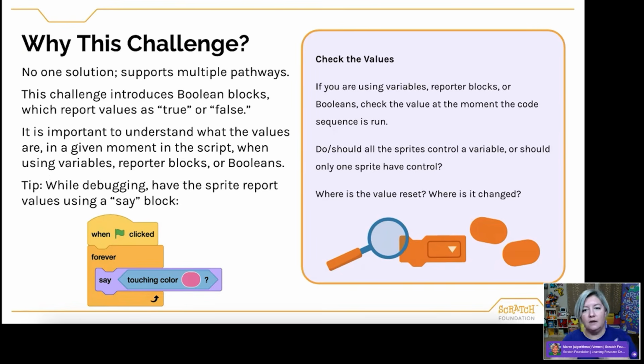So one of my favorite creative solutions is to get a constant reading on what the value is in that Boolean, that true or false statement, at a given time. So what I will do sometimes is place the variable reporter or the Boolean inside one of these say blocks in Scratch. I'm going to have the program help me debug. I'm using the actual blocks in the program to give me this information. So if I put a say block inside of this forever loop, it's going to continually report the updated value as it changes.